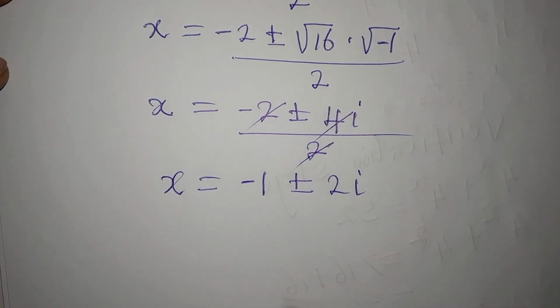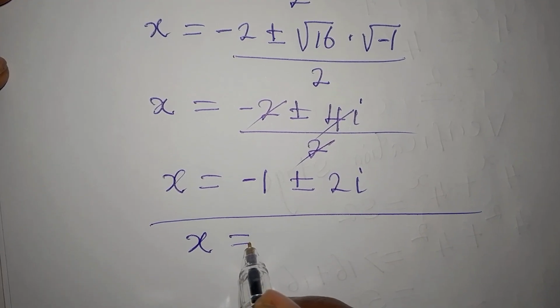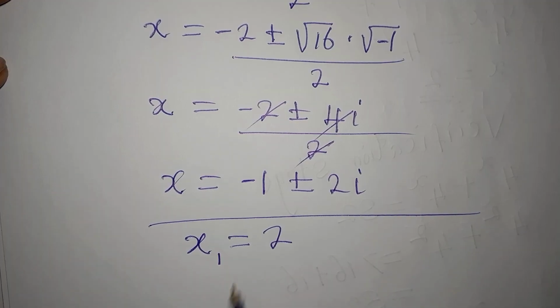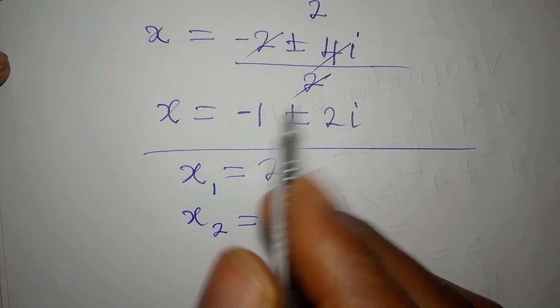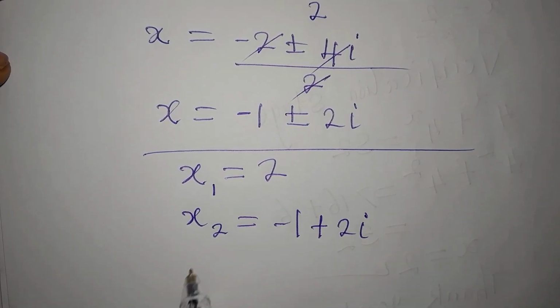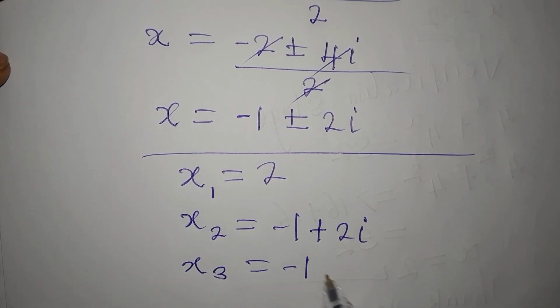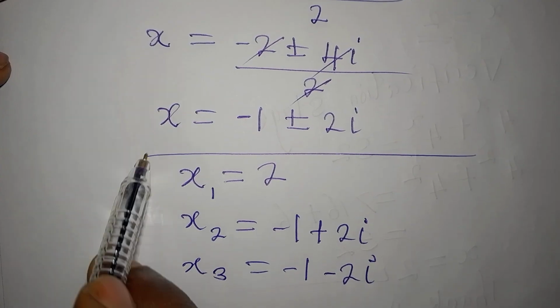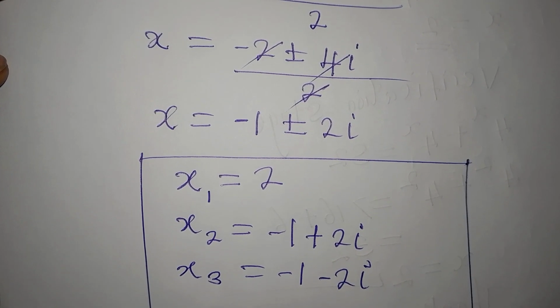Then to get the three solutions, we already got x to be equal to 2, right? Let's call that x1. Then our x2 is now from here, which is minus 1 plus 2i. Then x3 is equal to minus 1 minus 2i. So these are the three solutions to the equation.